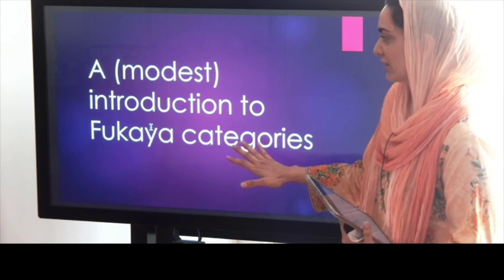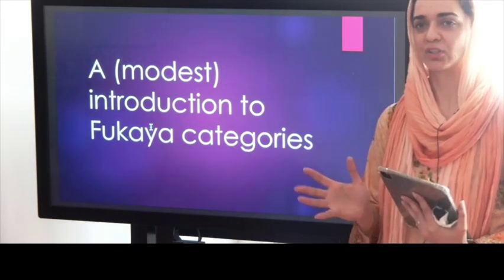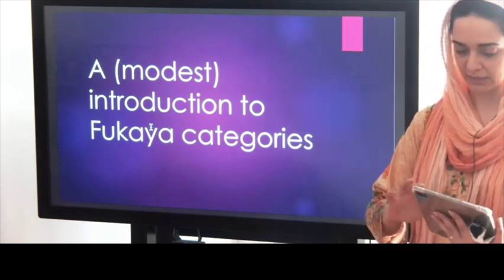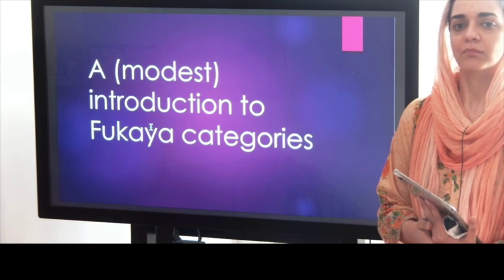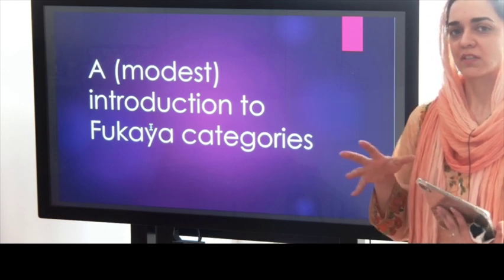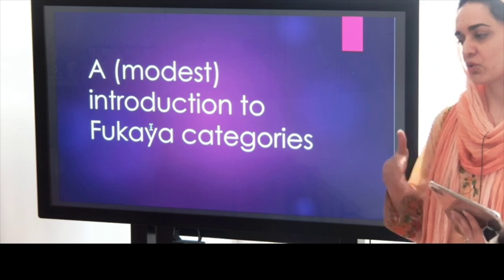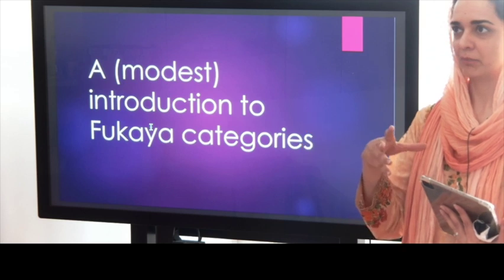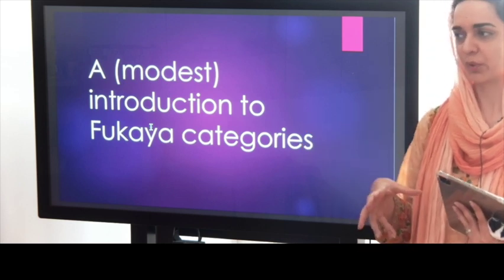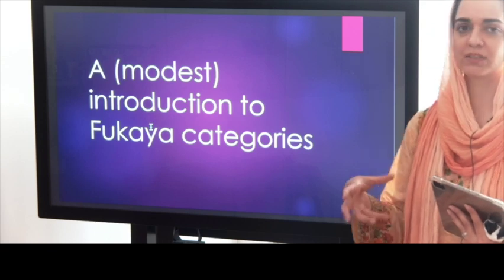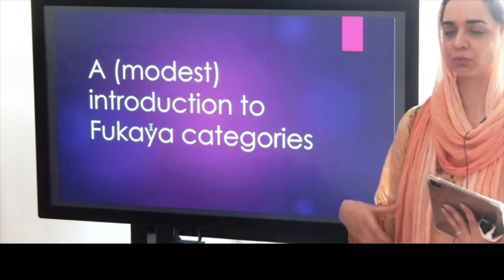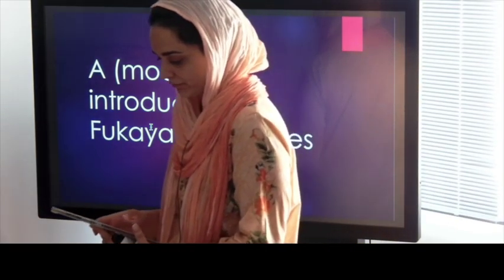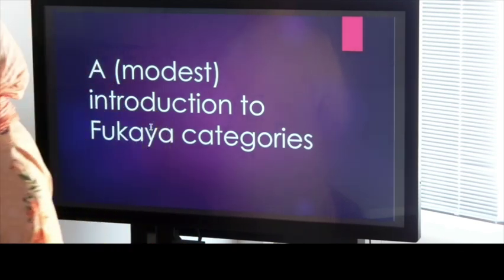So Fukaya categories are very complicated, intricate objects which are of interest to mathematicians, and I'll tell you why in a bit. The reason that this is modest is that I'm not going to focus too much on the hard technical machinery. Instead, in this course, I'm going to focus on a very simple example, that of surfaces, where you can do things almost combinatorially. Okay, so the first question is, why learn about Fukaya categories?